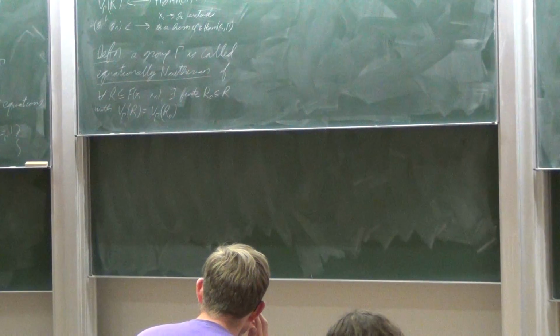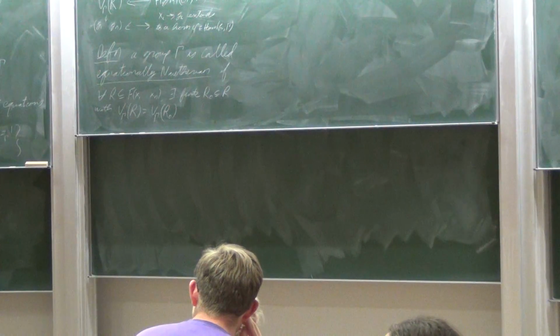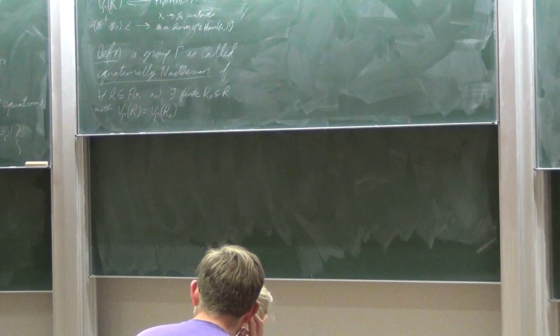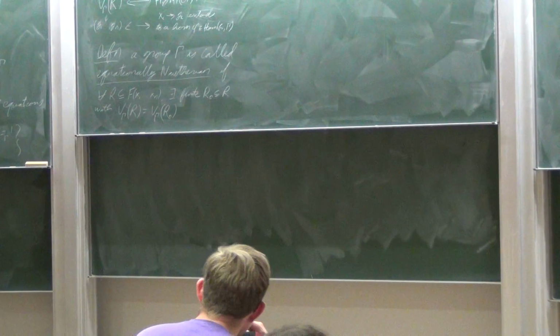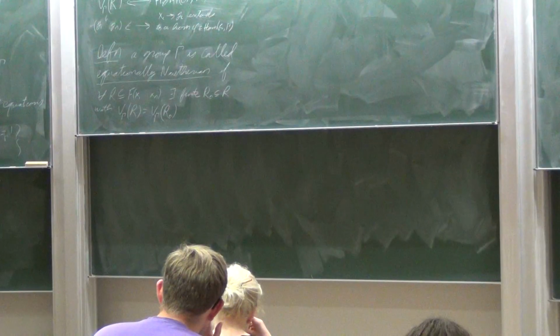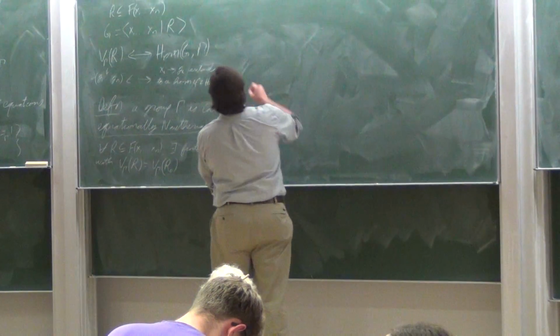So if you want to have any hope of explicitly calculating something like this, this is a property that you sort of need to have for your group. Things are going to get very difficult very quickly if you don't have this. So what are groups that are equationally Noetherian? Let me start with some examples.